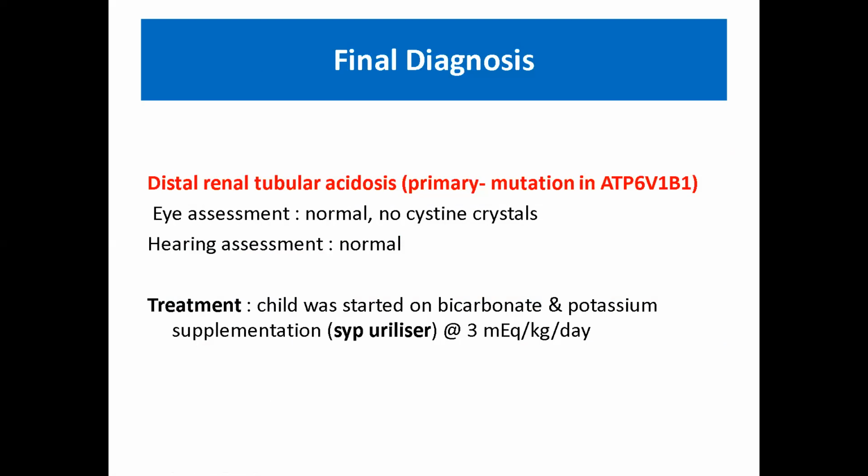So our diagnosis was distal renal tubular acidosis with the mutation in this gene. Eye assessment in view of RTA was done. So there were no cystine crystals. It was normal, and even hearing was normal.